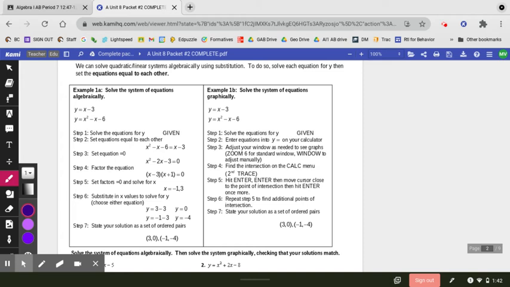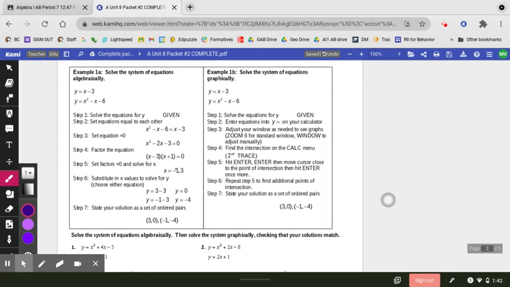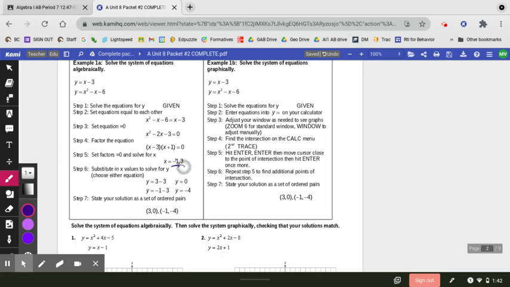So I use substitution to substitute x minus 3 in for the y. Then that gives me x squared minus x minus 6 equals x minus 3. It's quadratic, has an x squared, so I need it to equal 0. And then I solve that quadratic. So I factor, set each factor equal to 0, and I find my two x values are -1 and 3.